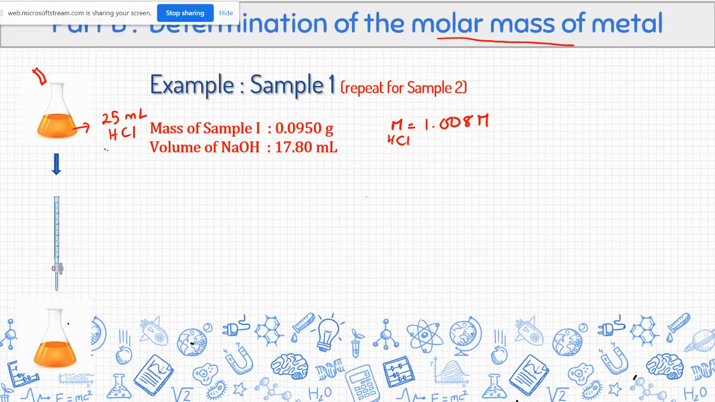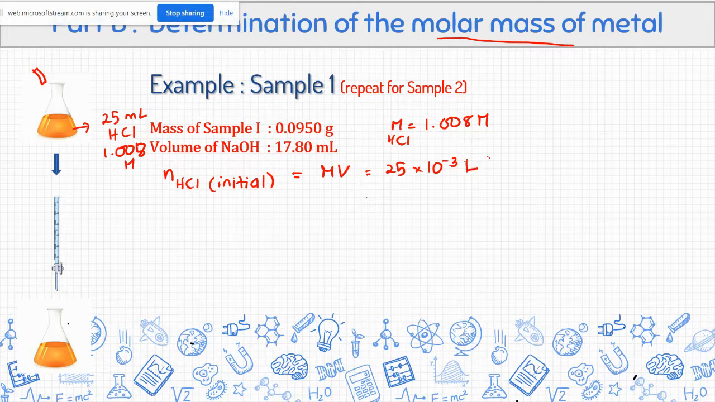Okay, and the molarity was 1.008 molar. This is my molarity. You should calculate your own. So from this value, we can calculate the n HCl initial. Initially, how much HCl do we have? M times V, and it is just 25 times 10 to the power of negative 3 liters multiplied by 1.008 molar. In my case, I should get 0.0252 mole.